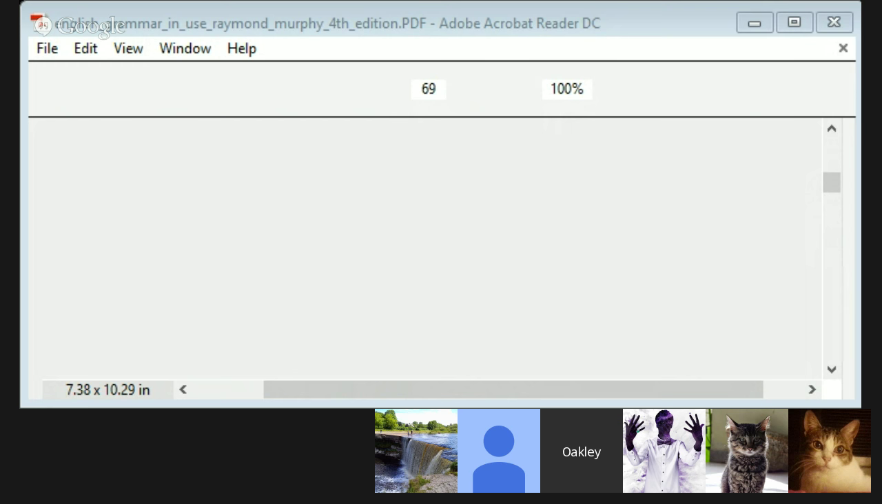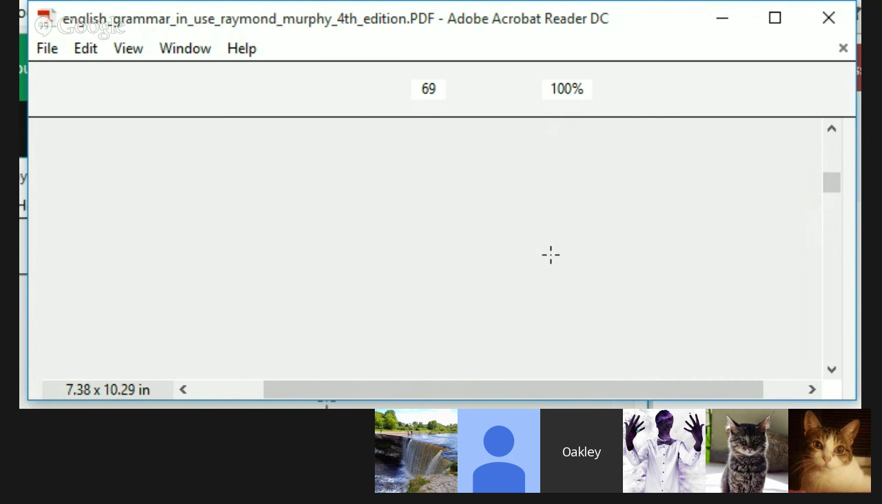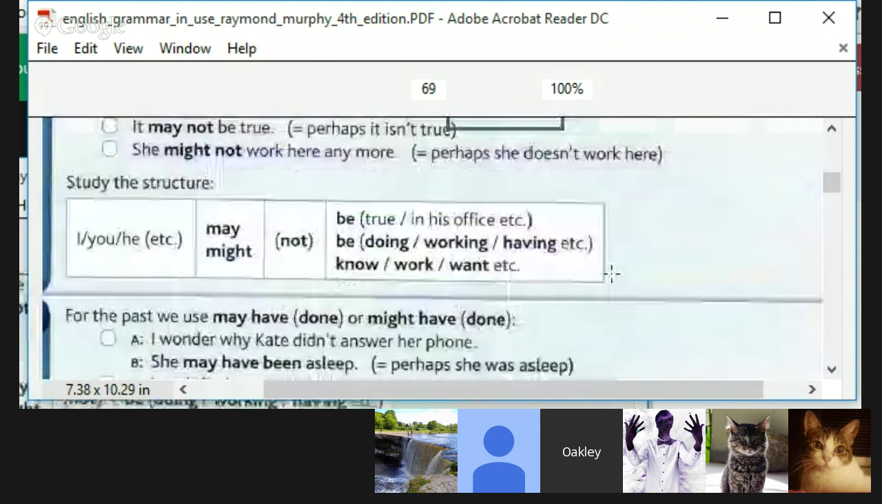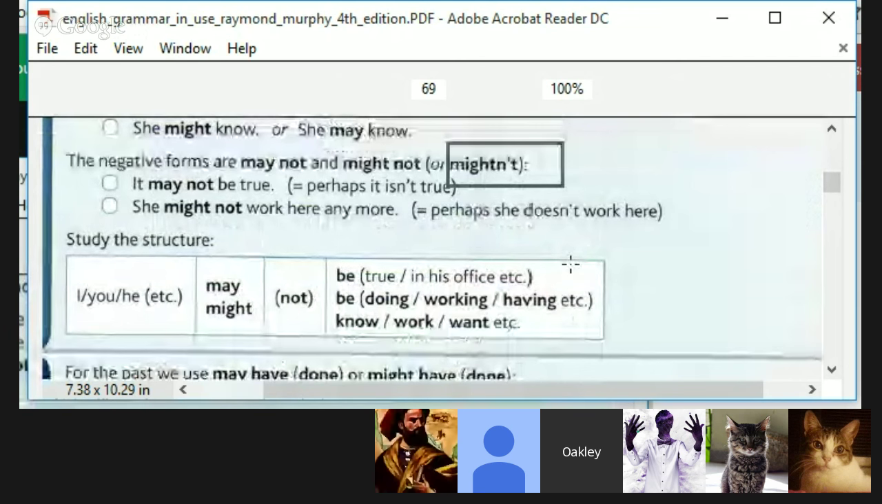Oh dear, what happened? Okay. So notice in the box the structure: be, know, work, want. You could be and then a noun or a noun phrase, or just a verb, but always it's going to be a bare infinitive behind not just may or might, but any modal.